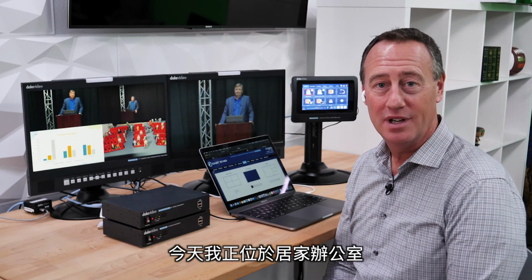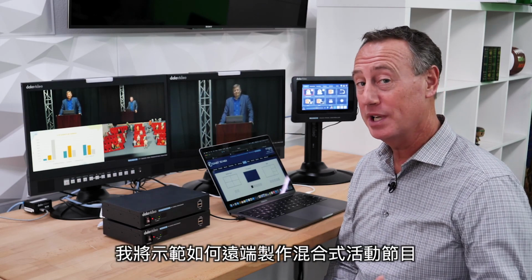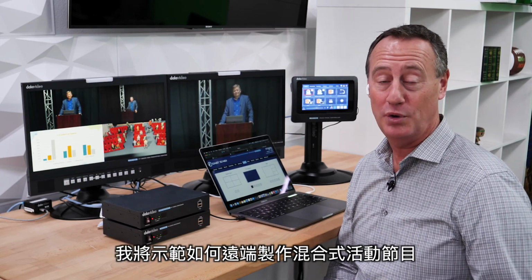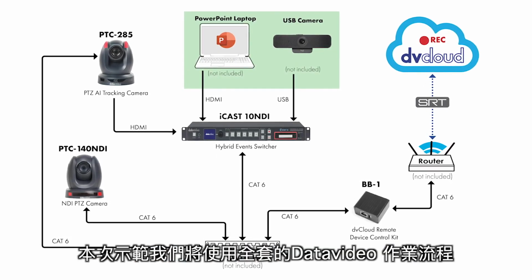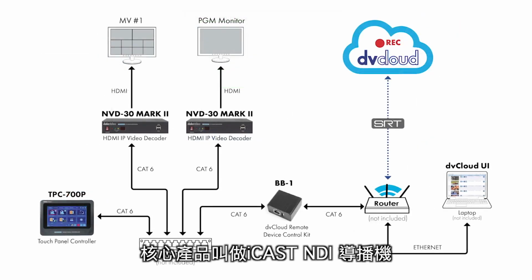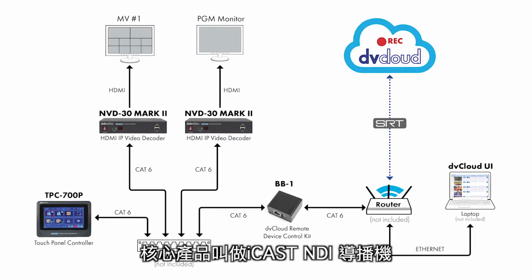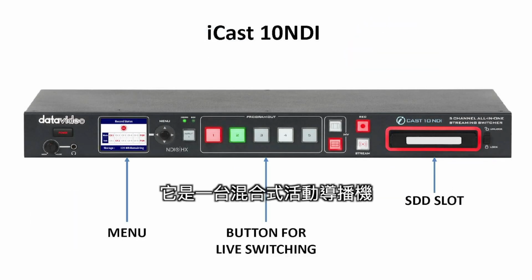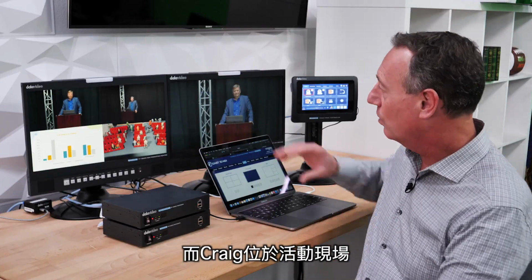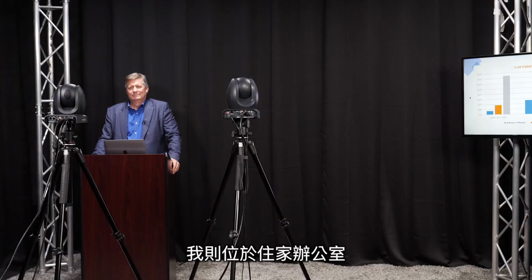Hi, this is Rob, and I'm coming to you from my home office today, and I'm going to show and demonstrate how to produce a hybrid event remotely. To do that, we're going to use an entire Datavideo workflow, and we're going to base that around a key product called the iCAST 10 NDI switcher. It's a hybrid event switcher. I'm going to produce this, and Craig is at the venue, and I'm at my home office.